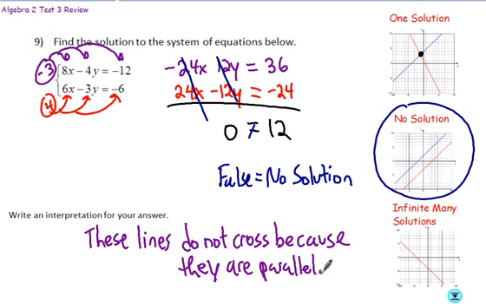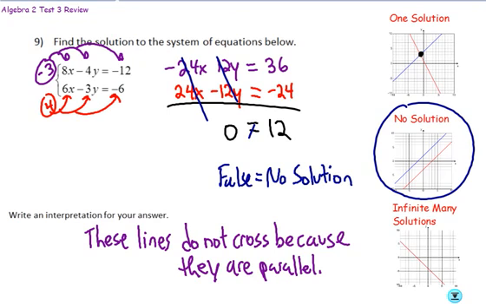Alright, so try number 9. I'll give you a little hint. This one was a no solution. The next one is going to be an infinite many solutions, but make sure you understand why and make sure you're able then to give an interpretation of it. Alright, so go ahead and try number 9.